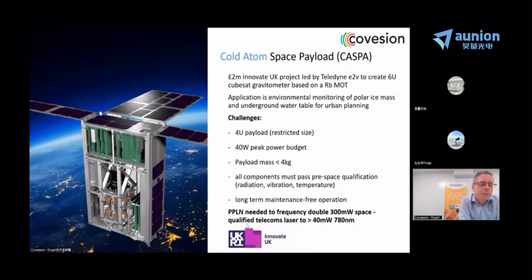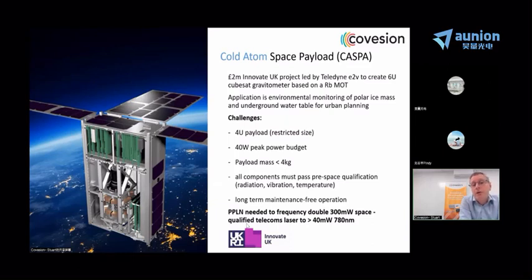So by performing high sensitivity gravity measurements, you can map things like polar ice maps to look at the effect of global warming. You can also look at underground water tables when you're doing urban planning. So there are some very important applications for high sensitivity gravity sensing. The project challenges here are that we want to make the satellites as small and low cost as possible. We have a limited power budget and we have a limited size and weight.